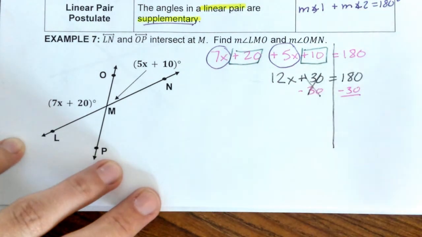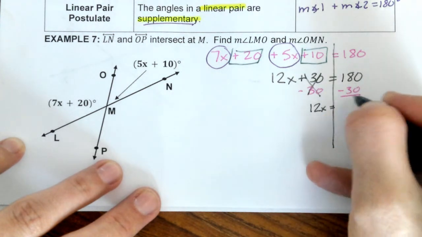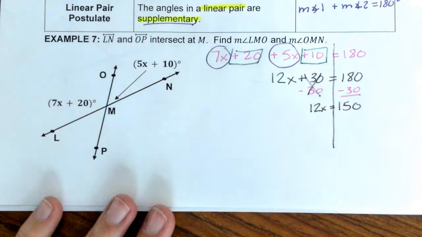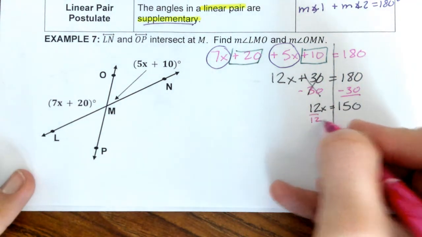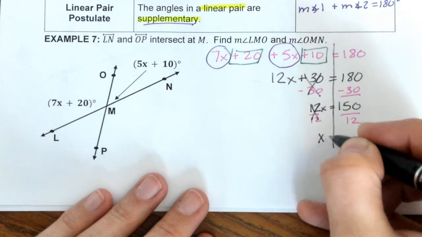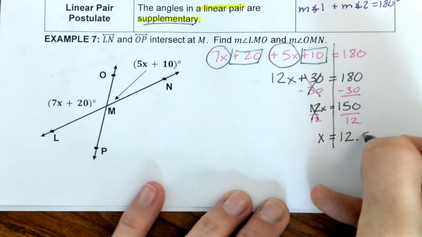Bye to the 30 on the left, bring down that 12x. We're going to have 180 minus 30, it's 150. Last step, divide by that 12. The 12s disappear. We're left with x is equal, and we will get a decimal here, 12.5.